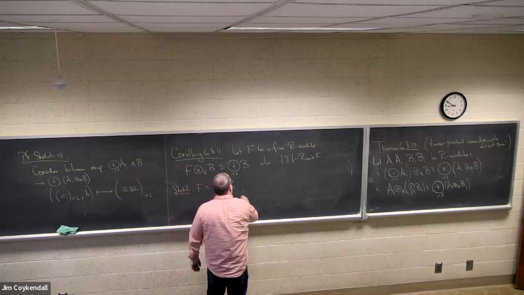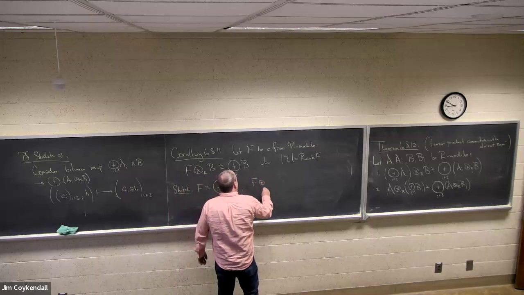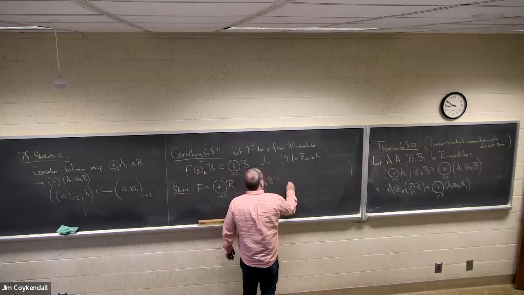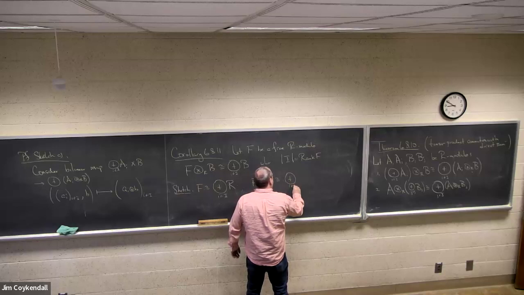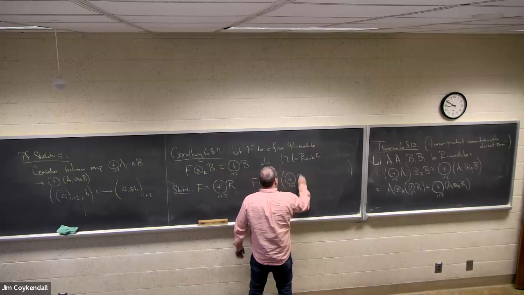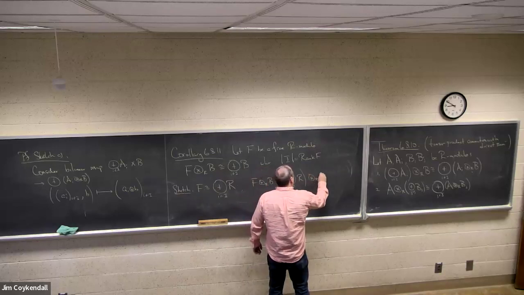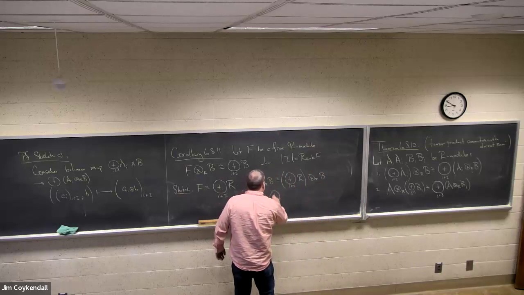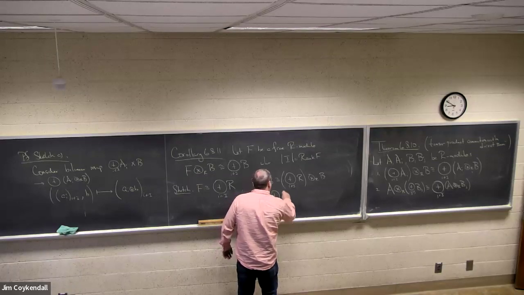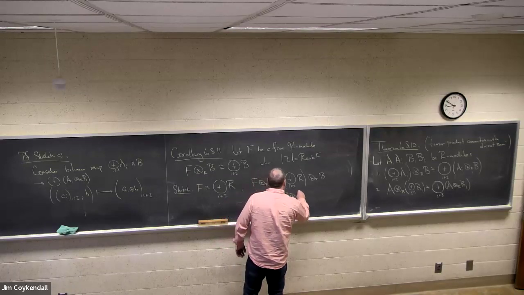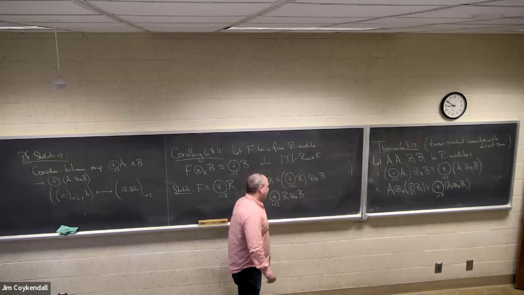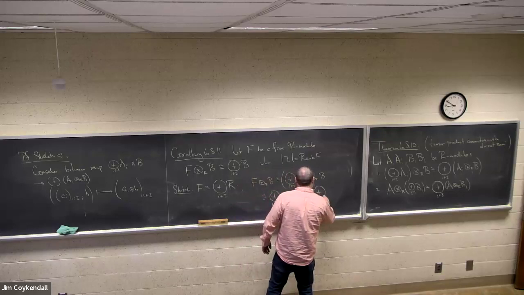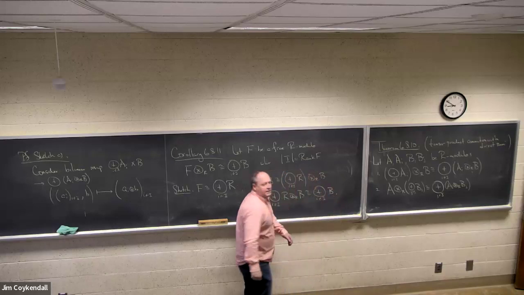So F tensor B is isomorphic to the direct sum of R tensor_R B, and by 6.8.8 this is isomorphic to the direct sum of copies of B. And that's enough.